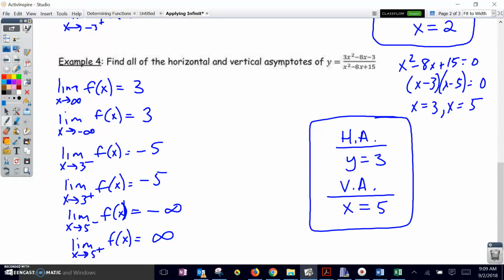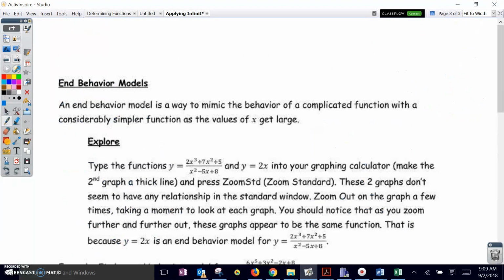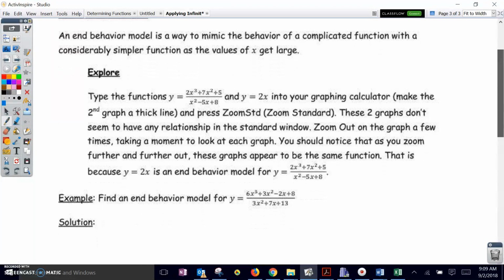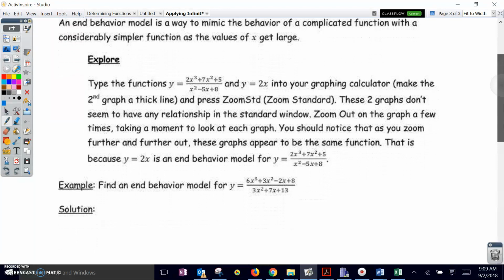Alright, on to some more examples here. Another way we can apply infinite limits is with end behavior models, and you can read through and explore the ideas in the notes at the top of this page. I'm going to go straight to the examples. We're supposed to find an end behavior model for y equals 6x to the fifth, and so on.